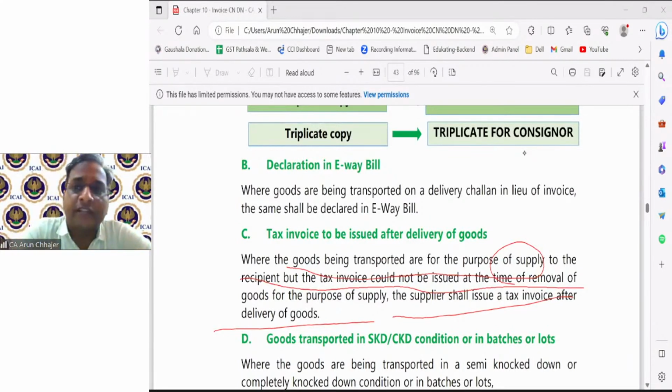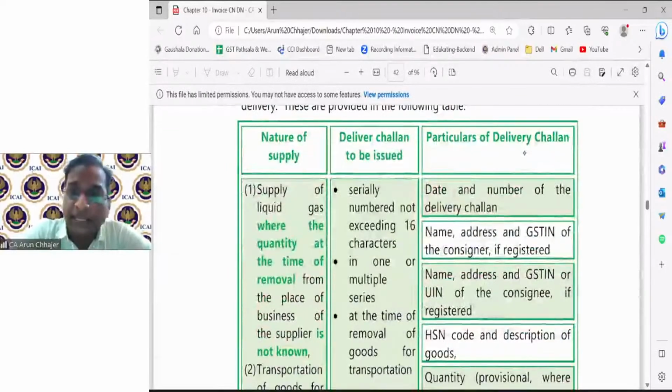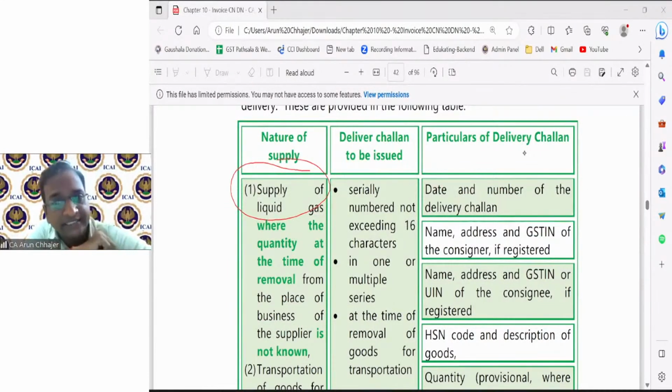Let's say we are talking about supply of liquid gas. In case of liquid gas, it is a supply, right? But can you make the tax invoice? Because, try to understand, normally, what is the last date to issue the tax invoice for goods? Try to recall the provision. In case of goods where movement is involved, what is the last date? The last date would be the date of removal, right? But in case of liquid gas, you cannot make the tax invoice because the quantity is not known.